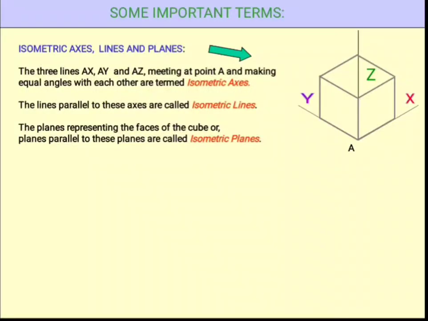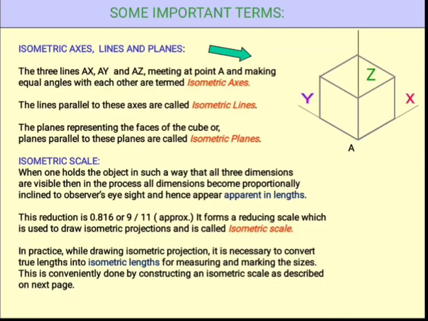Now I am repeating once again. The isometric axes are AX, AY and AZ, and the lines parallel to these axes are called isometric lines, and the planes representing the faces of the cube or planes parallel to these planes are called isometric planes. Now we already mentioned that the isometric projection should be foreshortened to 82% approximately.